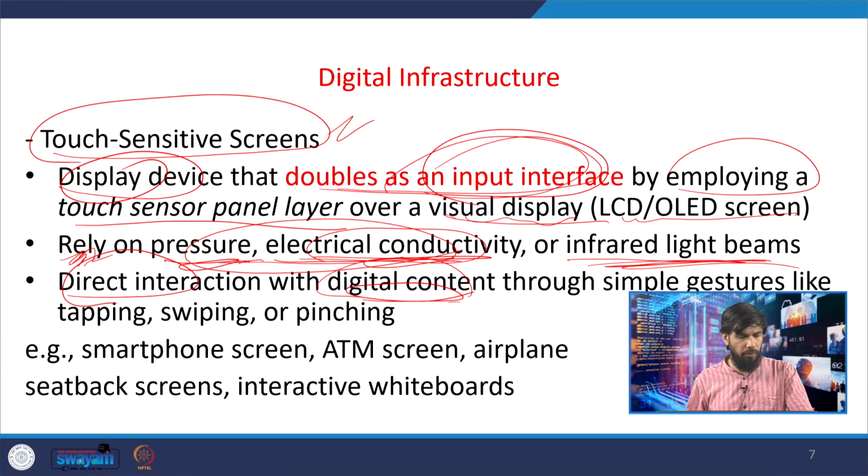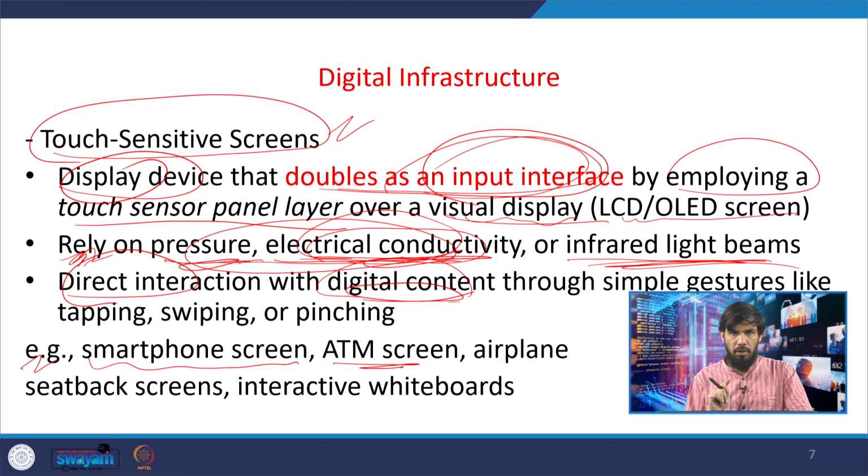just like we do with our smartphones, and the latest ones have had touch screens for a long time now. So, similar kind of screen we are talking about in case of display. For example, the smartphone screen is an example of touch sensitive that works using the mechanism of electrical conductivity. Then ATM screens use a combination of pressure and electrical conductivity, right.